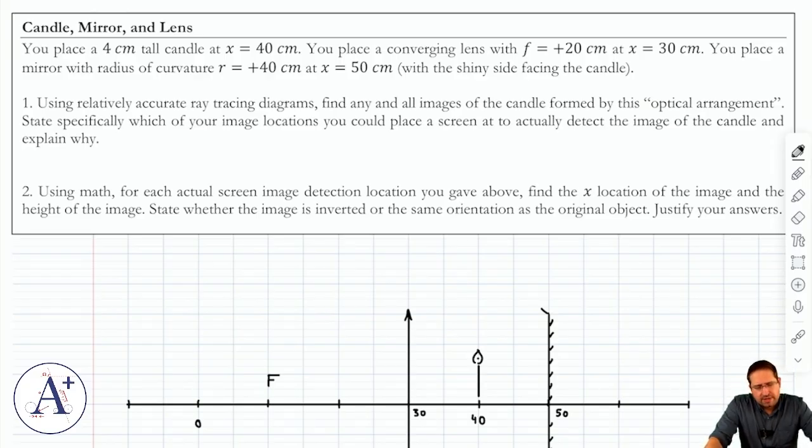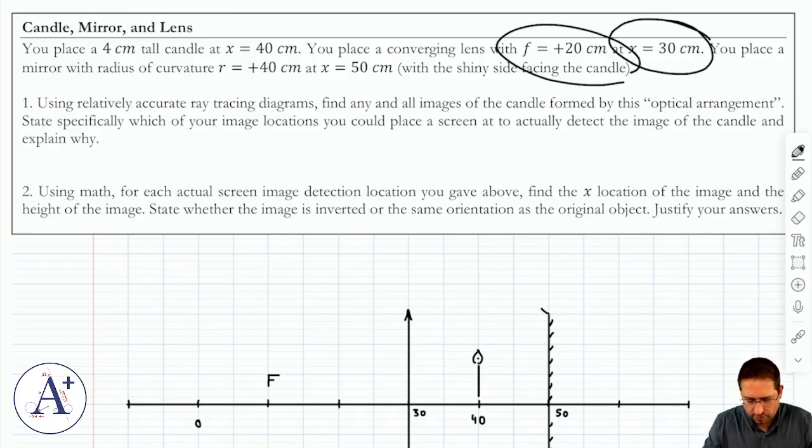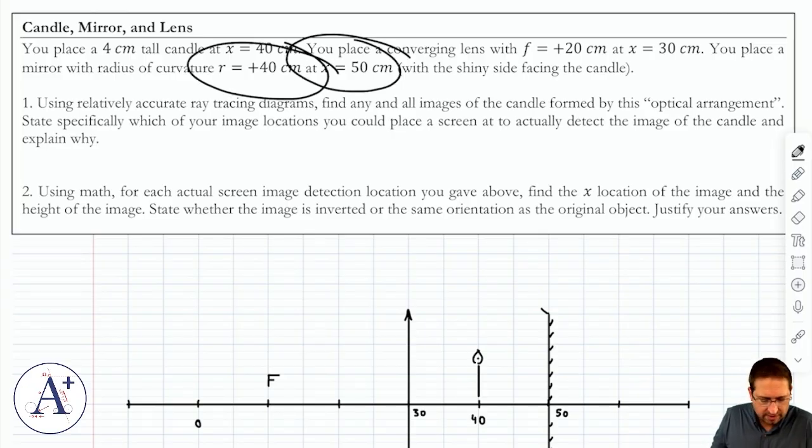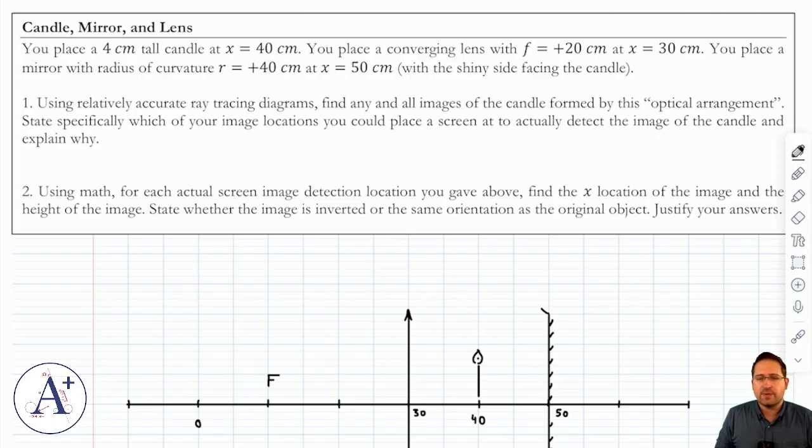So with that in mind, let's do this problem here so we can understand how to think through something like this, because it's easy to be overwhelmed and to not know what to do, or to try to do a bunch of stuff that just doesn't make sense and go around in circles. So you have a 4 centimeter tall candle that we place at x equals 40 centimeters. The candle is exactly in between a converging lens and a concave mirror. The converging lens is at x equals 30, has a focal length of 20. The mirror is at x equals 50, and it has a radius of curvature, little r or big R, which is plus 40 centimeters.